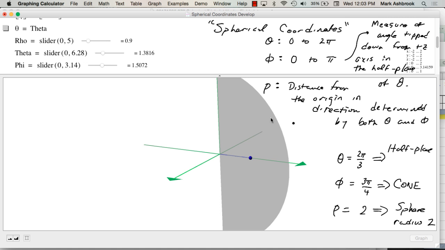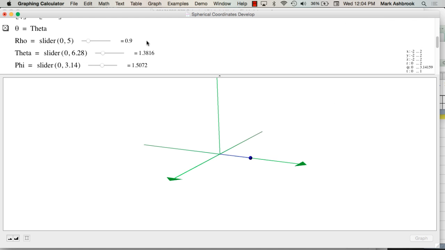Okay, so let's look at some relationships here. We've got lots. Now we have x, y, z, r, theta, rho, and phi. And we want to be able to transfer between these different systems. So we have to have all the relationships. And that's no small task. So let's look at, I'm just going to do a generic theta here.